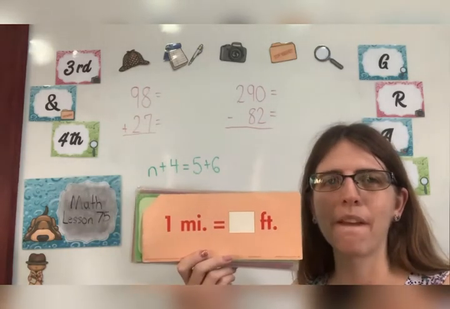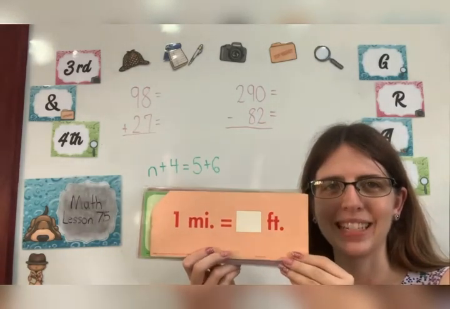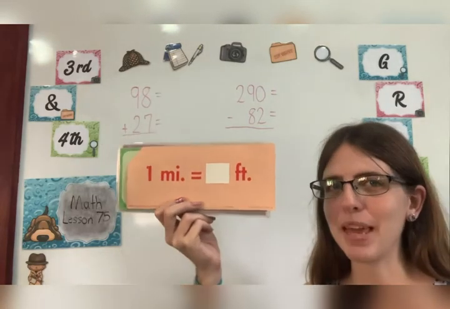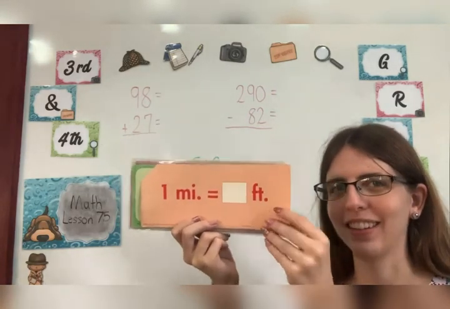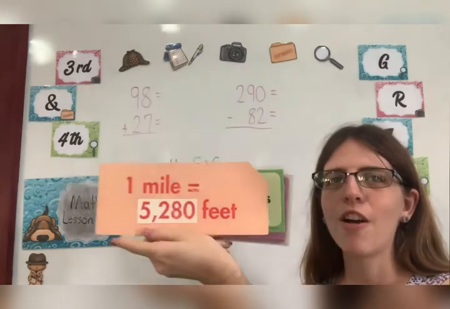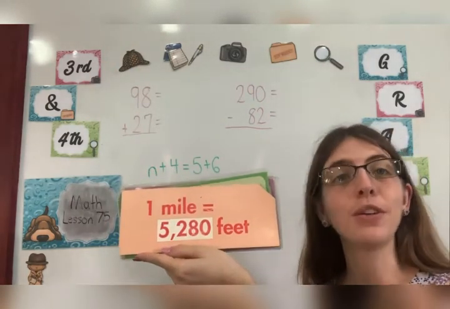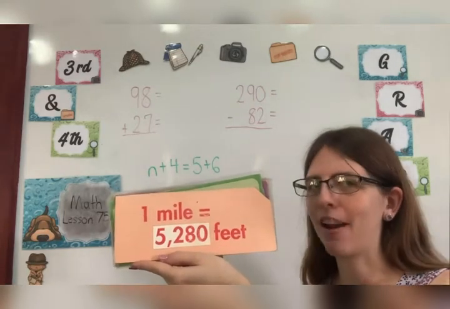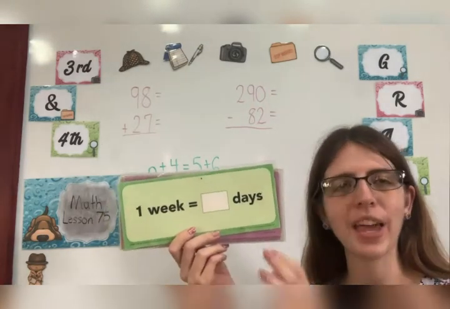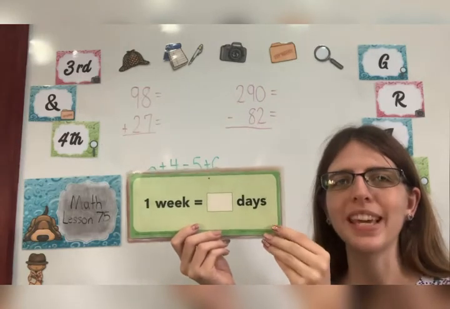12. Good. 1 mile equals how many feet? This is a big one and we just learned it yesterday. It is 5,280 feet. If you got that, give yourself a nice big pat on the back. You did a good job. If not, that's okay, you will. 1 week equals how many days?